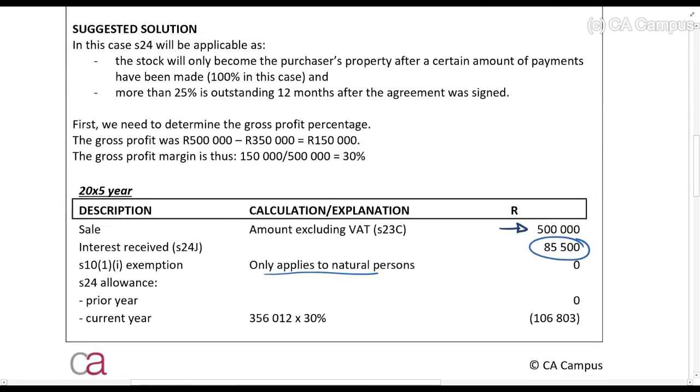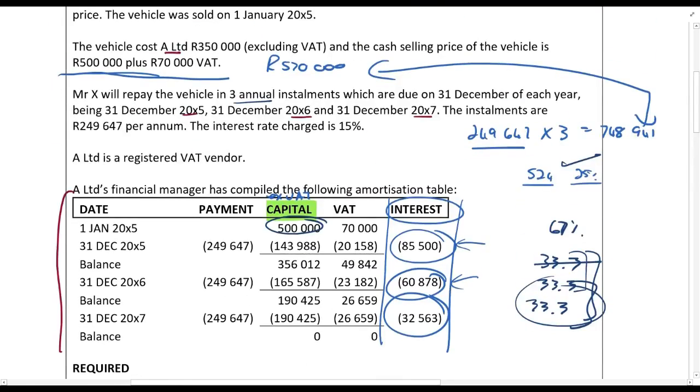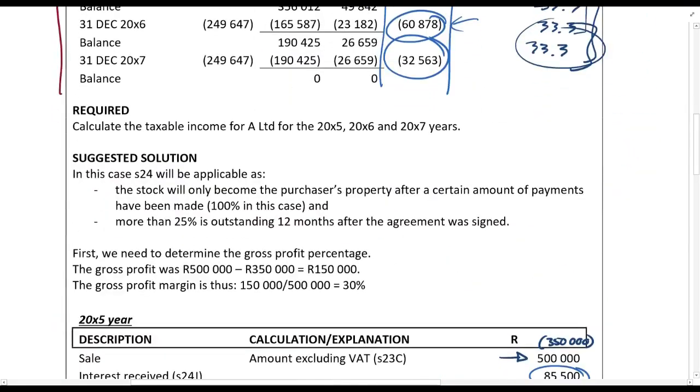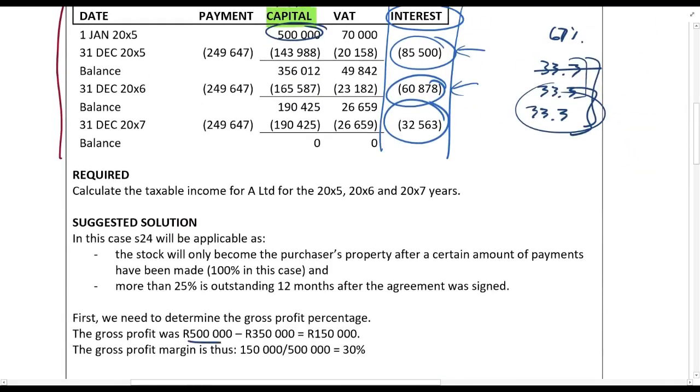This question doesn't show it, but you'll also get a deduction for the trading stock. My solution doesn't show it, but that's not the focus here, but you would get that deduction, obviously. Then you can work out what the gross profit percentage is. The selling price was 500,000. All the amounts must be excluding VAT. The cost excluding VAT was 350,000. That gives us 150,000 rands gross profit. 150,000 divided by the selling price gives us a 30% gross profit percentage. That 30% gross profit percentage is what we are going to be using to calculate our section 24 allowance.